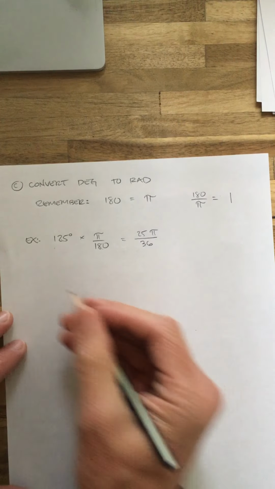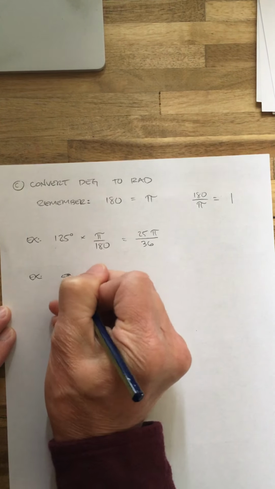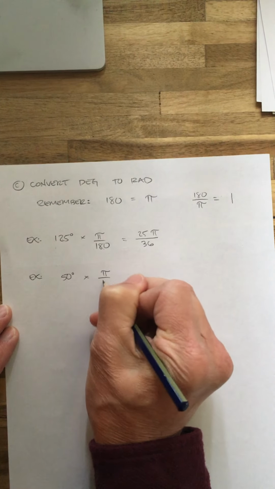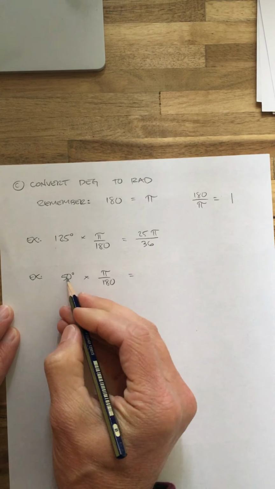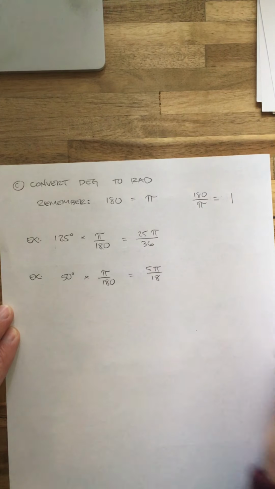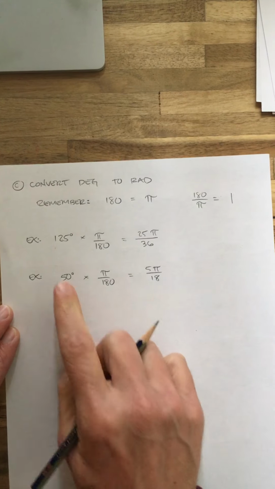Really, that's all you got to do. Here, let's try another one. How about 50 degrees? Again, multiply it by pi over 180, which is just multiplying by 1. Again, I see 10 goes into both of these, so this is going to be 5 pi over 18. That's how you write 50 degrees in radians.